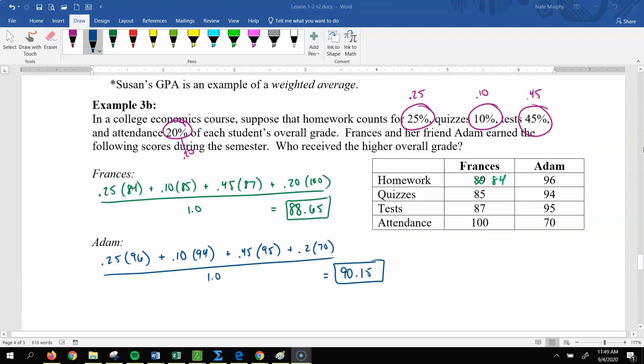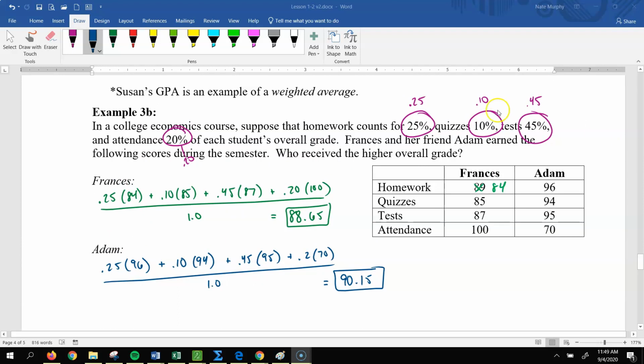By the way, anytime we're dealing with percents being your weight, you should always end up with a denominator of 100%, which would be 1.0 as a decimal. So obviously dividing by 1 doesn't change the value at all.